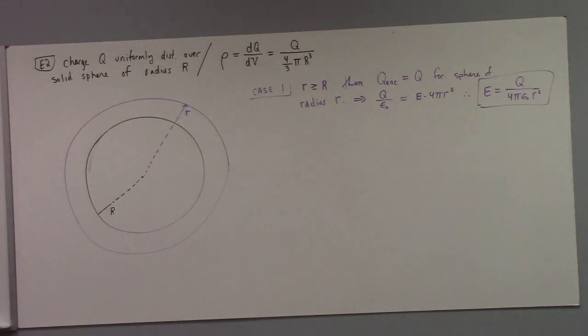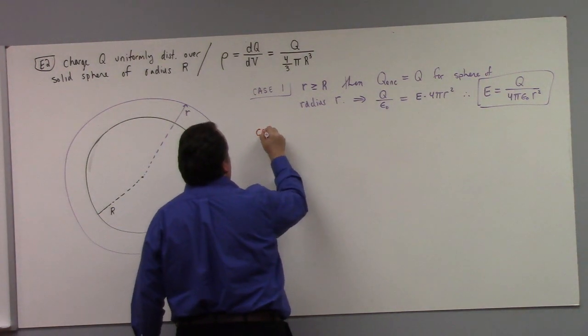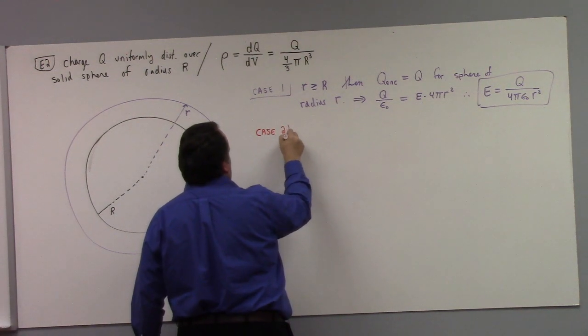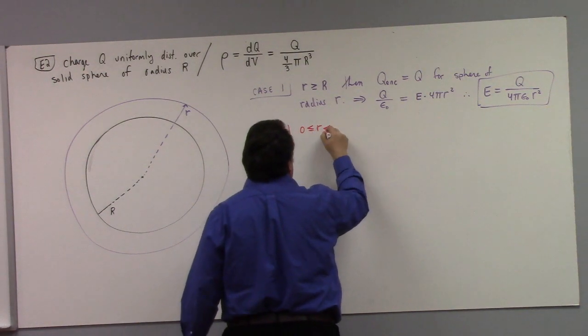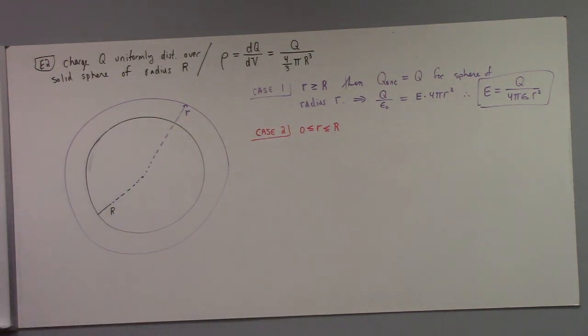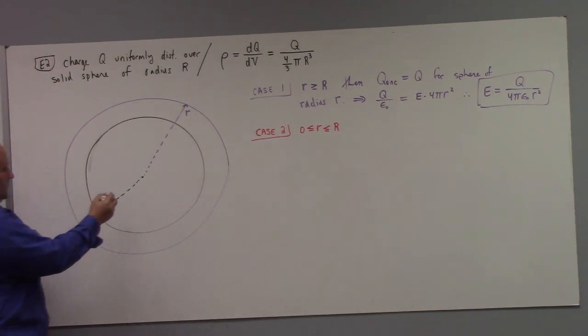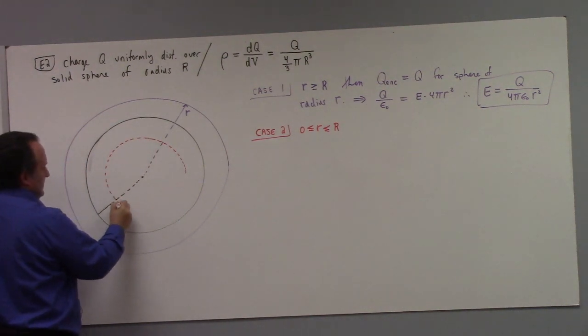Now where it gets interesting is case 2. There are only two cases for this one, which is that you have 0 less than or equal to r less than, we could even throw equals R into this case as well. So I'm saying, suppose that we're looking at a Gaussian sphere, an imaginary mathematical sphere, that's inside the charged sphere. Like here maybe. And I usually draw the Gaussian spheres as dotted. I'm sorry I didn't do that for the purple one. Let me fix it.